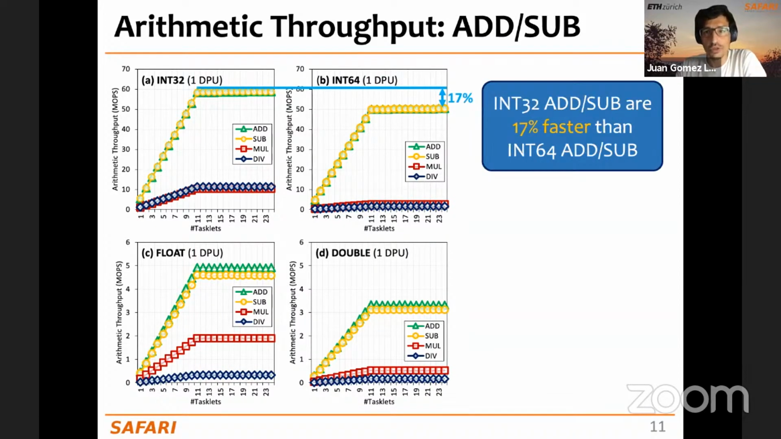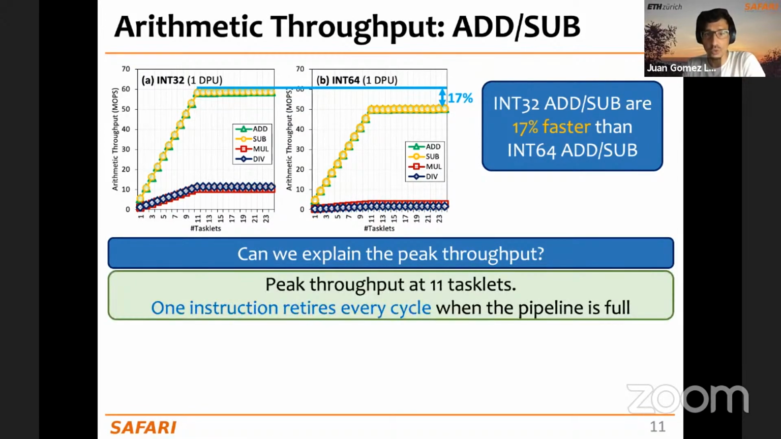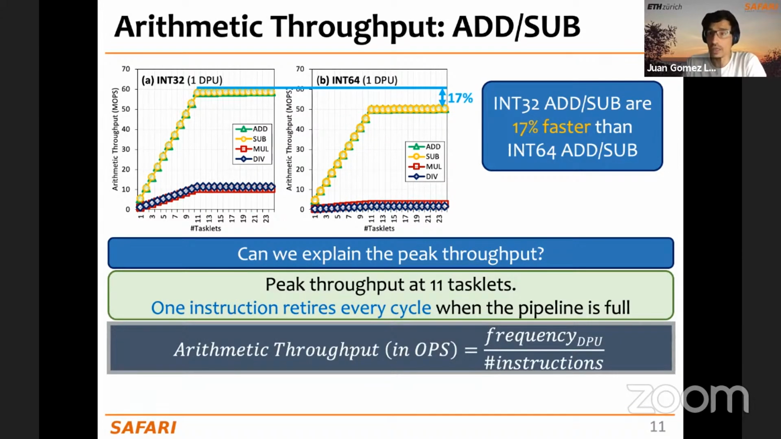Okay, so one more observation is that there is a performance difference between the arithmetic throughput of integer 32 and integer 64 for addition and subtraction, where we are achieving the highest throughput, as you can see in these cases. Integer 32 is essentially 17% faster than integer 64 addition and subtraction. We want to understand why this happens, and it's not that difficult to understand, as you will see. First of all, we are going to assume that we are working here after the saturation point, with more than 11 tasklets. When this happens, the pipeline is full, and when the pipeline is full, one instruction retires every cycle, one instruction from a different tasklet, of course. In that case, we can assume that one instruction takes one cycle to execute, right? Because it's a fine-grained multi-threaded pipeline.